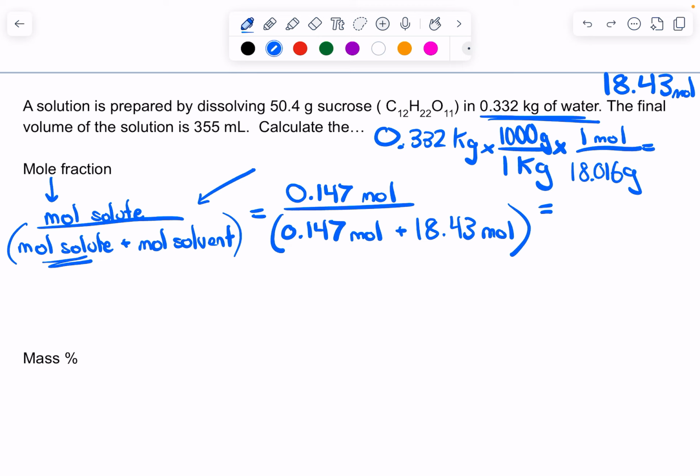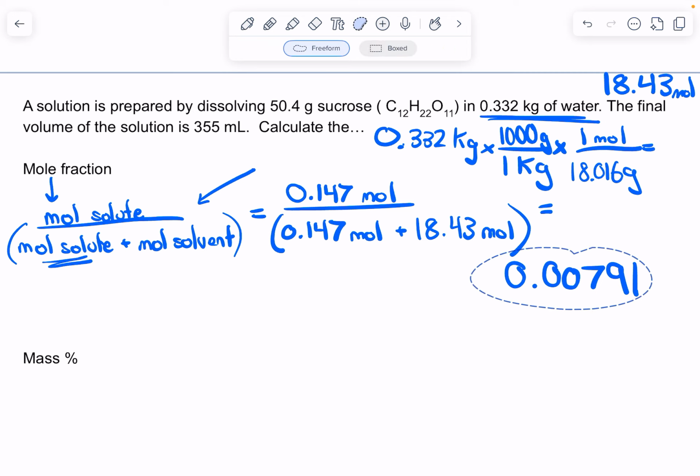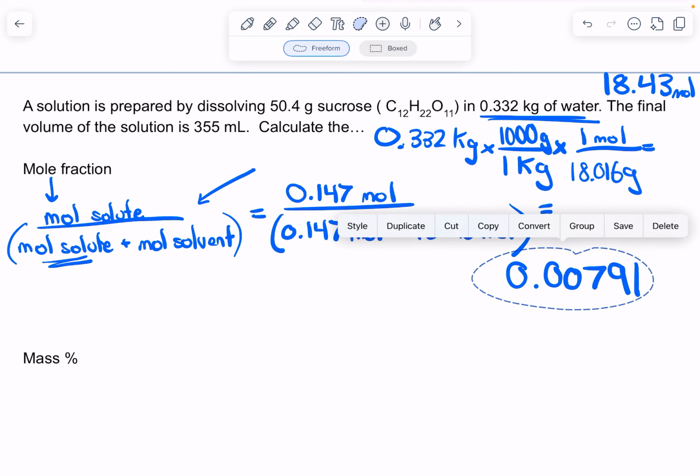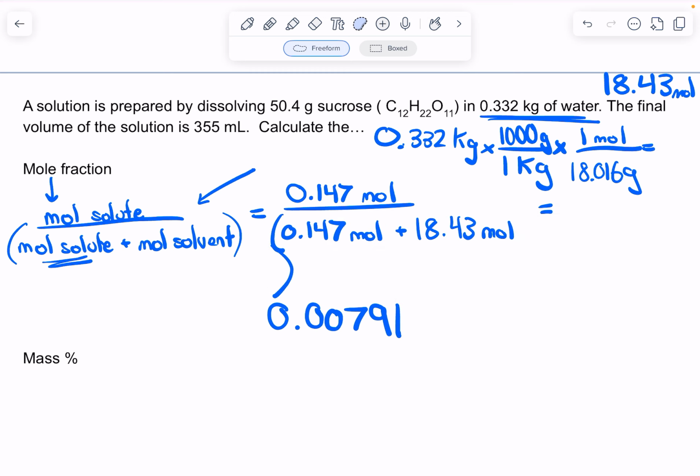Okay, so the mole fraction here is 0.0079. I'm going to give 3 sig figs, 1. And we don't give a unit to this because it's just moles over moles. Now, if you were given the mole fraction, just move this. If you were given the mole fraction and, let me fix that because I'm getting distracted.